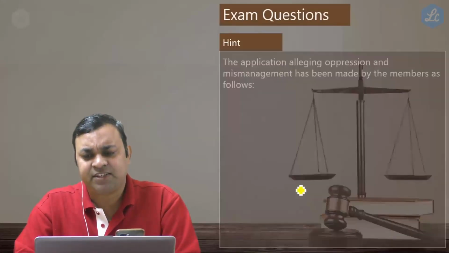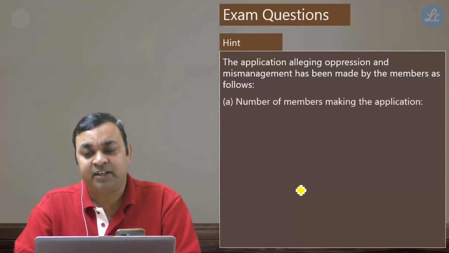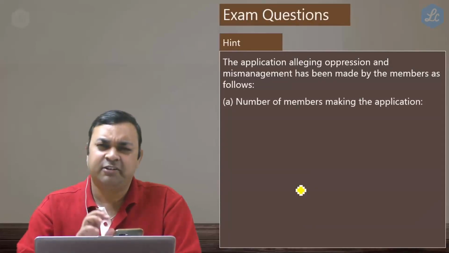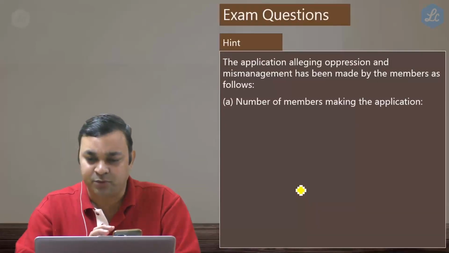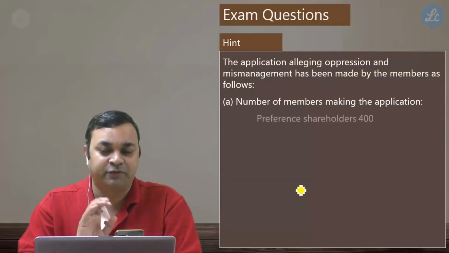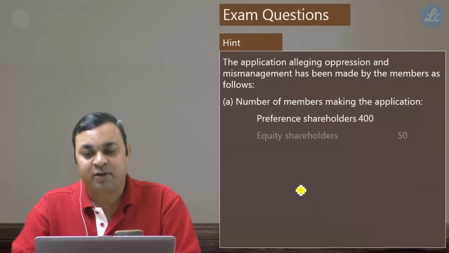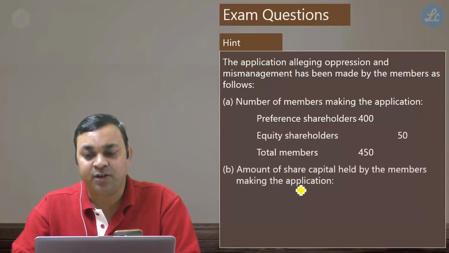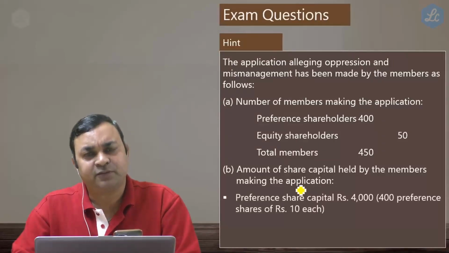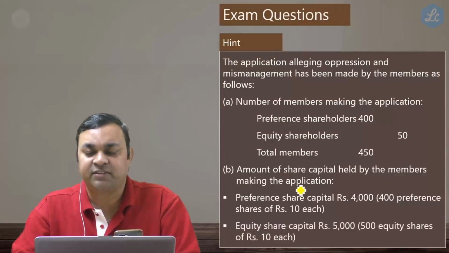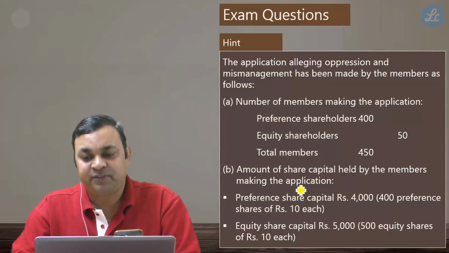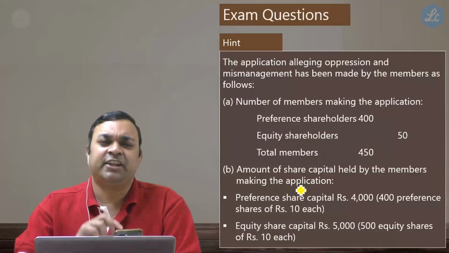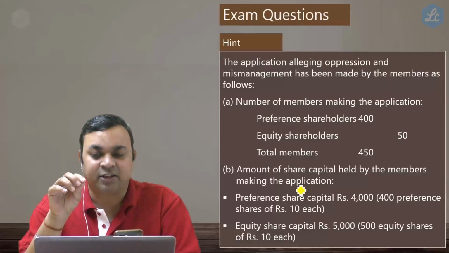the application alleging oppression and mismanagement needs to be made by preference shareholders, 400 members, and 50 equity shareholders, total 450. Okay, so the amount of share capital they hold: preference share capital rupees 4,000, 400 preference shares into 10 rupees; 5,000 equity share capital, 500 equity shares into 10. So the total share capital they are all holding is 9,000, right?